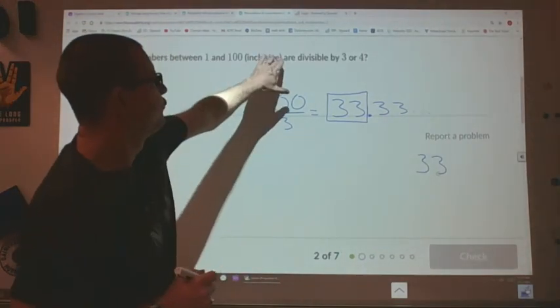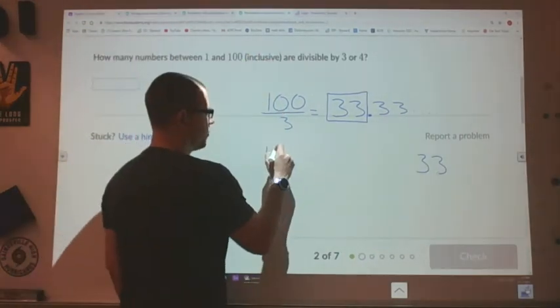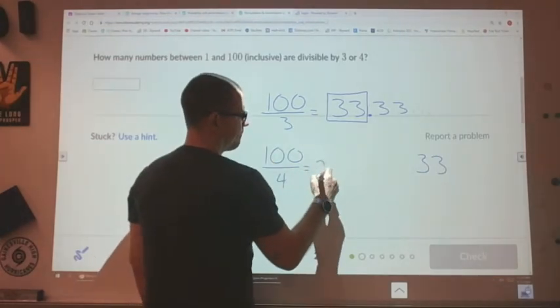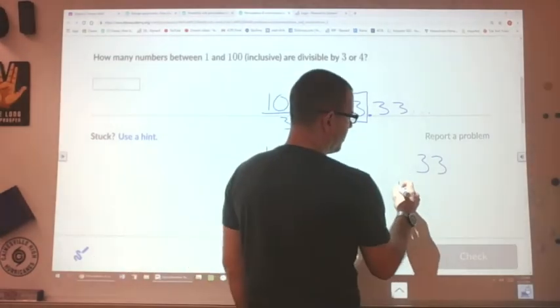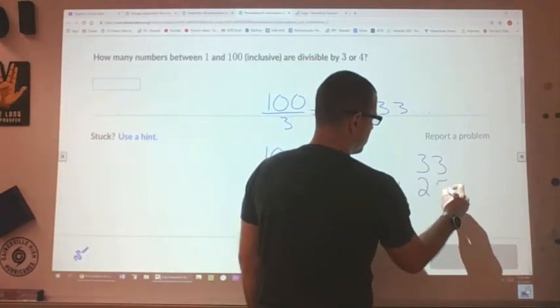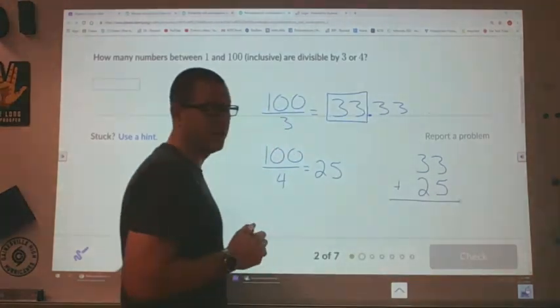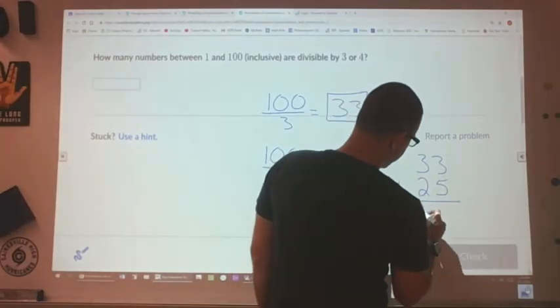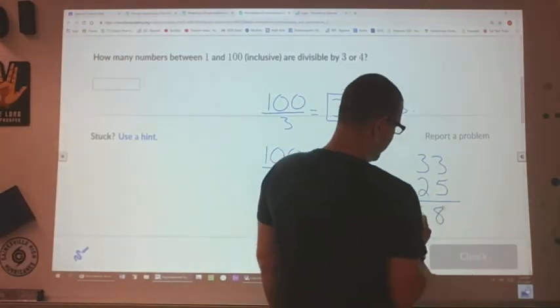Then, for 4, we know 100 divided by 4, it's 25. So we're going to add that, 25. And that should be the total, right? 33 plus 25, 5, 6, 7, 8. So 58. 58 numbers.